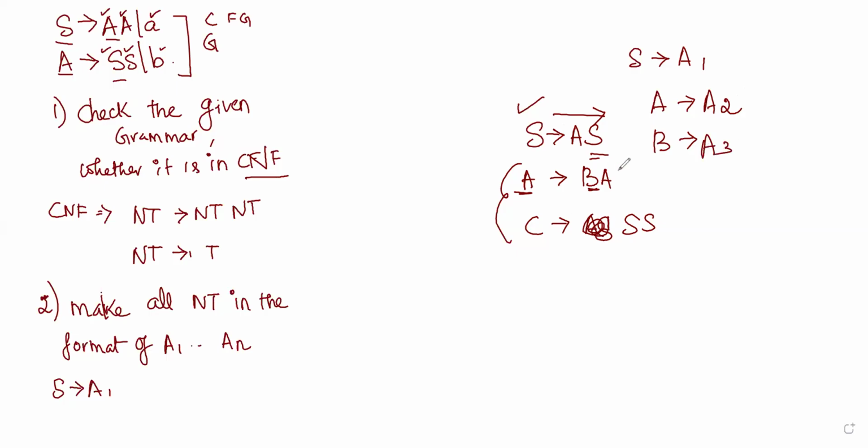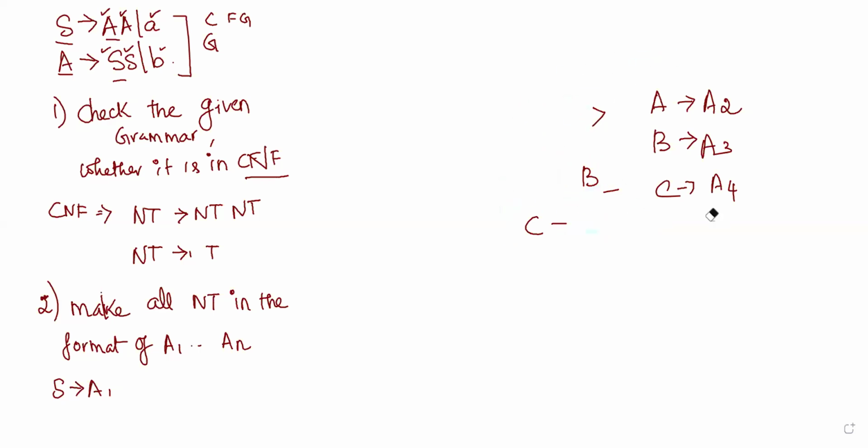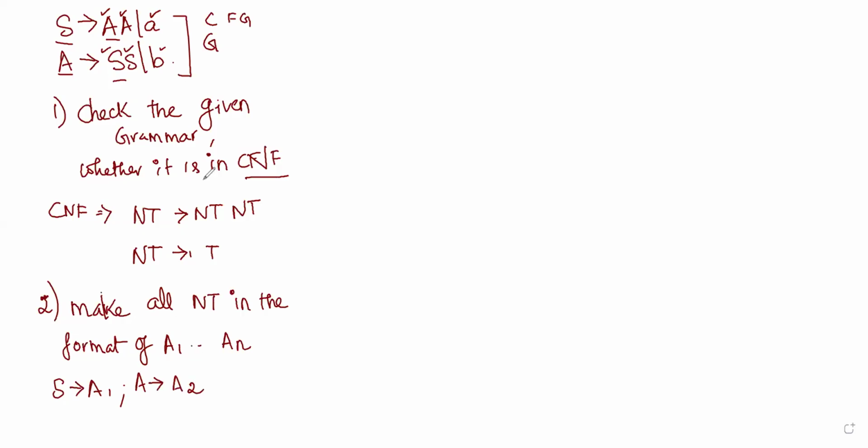B gives A3. A is already given. Next C will be the value of A4. Go in this order. Always go in sequential order while allocating the new names for the grammar. So now S is A1 and the next non-terminal A is A2. Here there are only two non-terminals, so I have given it this way.